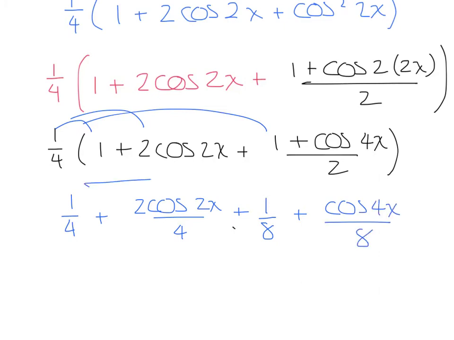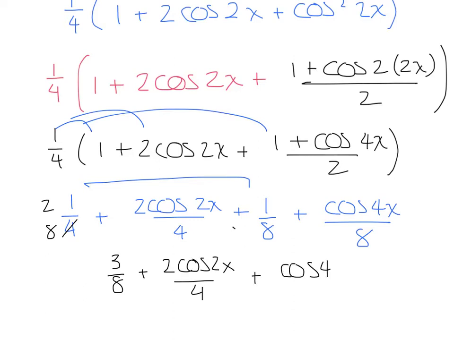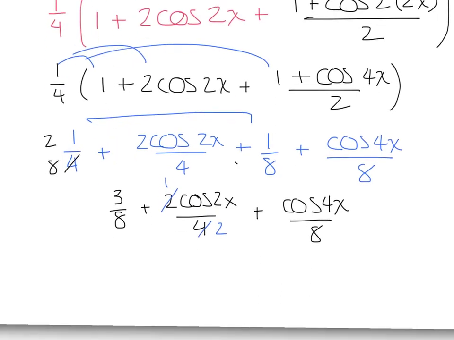And then I can combine these two, and then I'd be okay if you put it in descending order like that. I need a common denominator. When I do that, this becomes 2 over 8. So that's 3 over 8 plus 2 cosine 2x over 4 plus cosine 4x over 8. Oh, I forgot to reduce this one. This is 1 over 2. Okay? And then that would be your final answer.